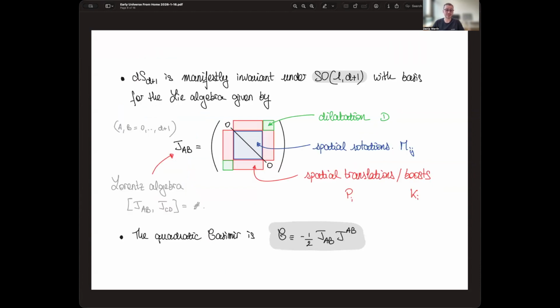As can be seen from its definition, d-dimensional de Sitter spacetime is manifestly invariant under SO(1, d+1). The symmetries, therefore, are dilatation, D, spatial rotations, M_ij, spatial translations, P_i, and so-called de Sitter boosts, K_i. So as before, the quadratic Casimir is given by J squared, where the J's are the base elements for the standard Lorentz algebra.